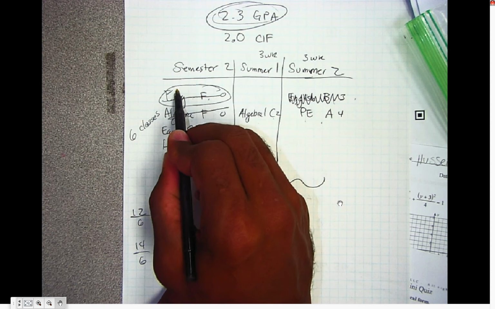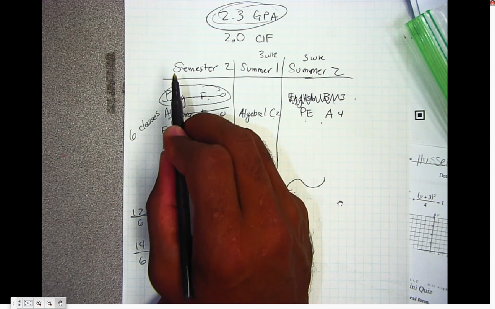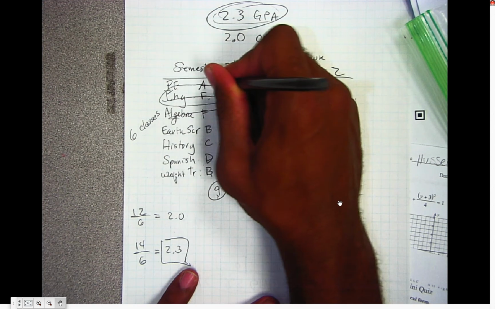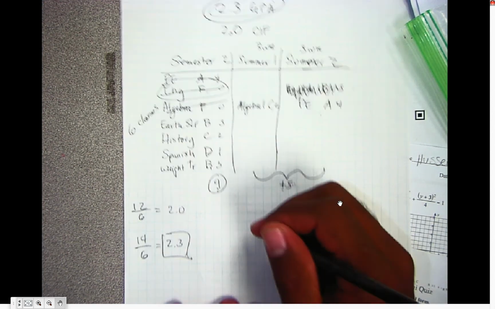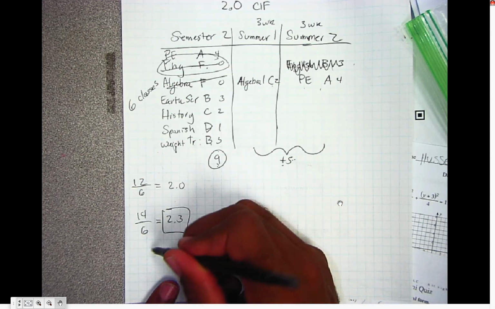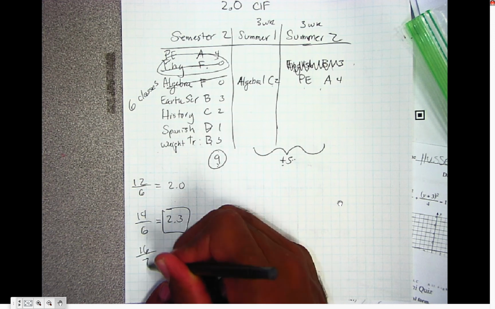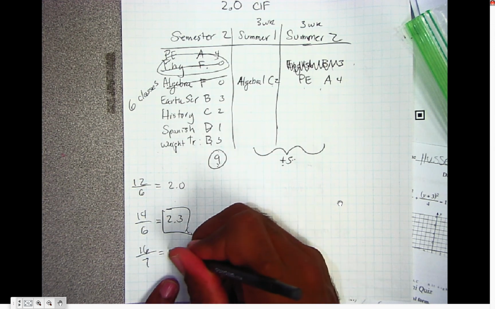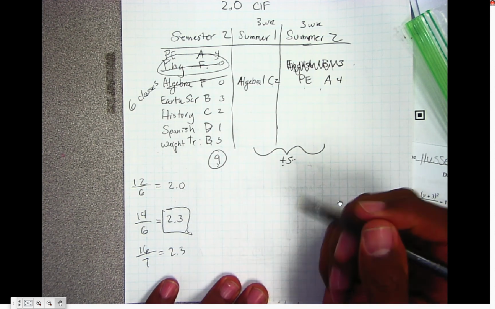Okay. But again, now it's almost like this PE becomes a 7th class. So I'm no longer being weighted on 6 classes. Now I'm being weighted on 7 classes. So it's almost like I can take this PE class, put it here, and now add it to my total. Now, in order to get a 2.3 with 7 classes, I need 16 points. I need 16 points, right? That equals a 2.3.